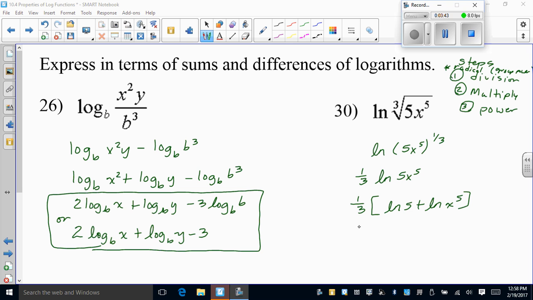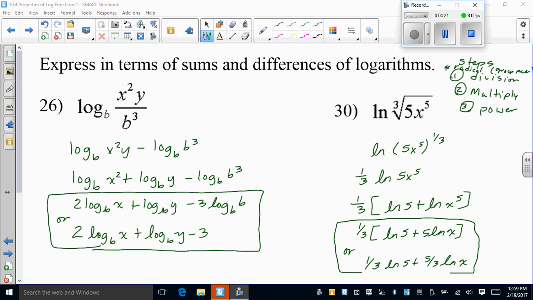Now power. 1/3 natural log of 5 plus 5 times the natural log of x. And this is fine. You can leave it as such. It's probably best you leave it as such. But if you're one of those people that wants to move it through, we can say, or 1/3, distribute your 1/3. Natural log of 5 plus 5/3 natural log of x. I am not going to be picky on those ones. The question is, did you take care of the power?